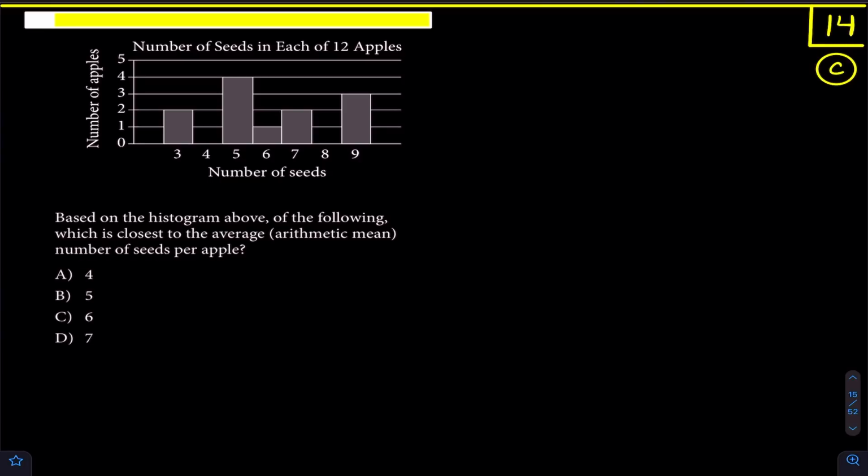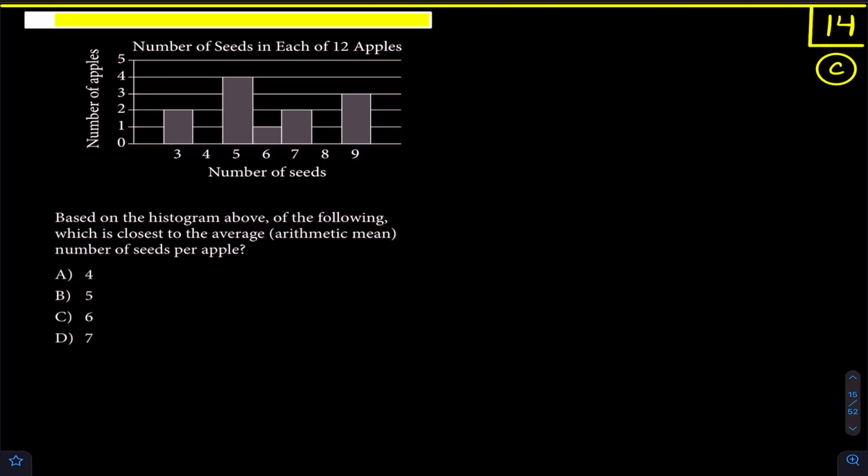So what we'd want to do is add up the total number of seeds and divide by the number of apples. So that's how we would go about doing this. But how do we find that total number of seeds? We can just form a list if you want to. I'm going to show you a quicker way to do it, but if you wanted to start making a list, you can. So we see that we have 2 apples where there are 3 seeds.